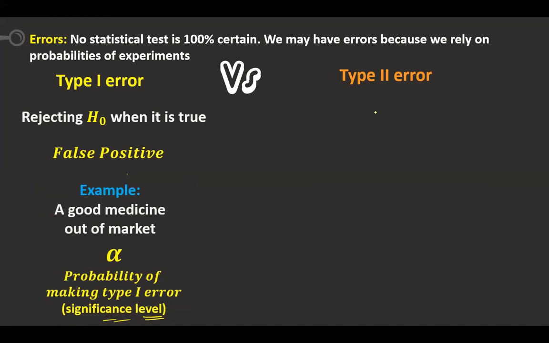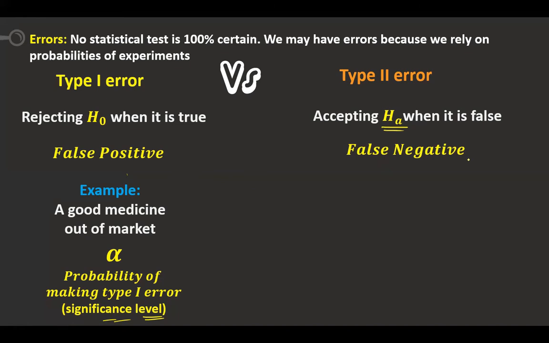Now we'll come to the type 2 error. Accepting H naught when it is false. Truth is neglected, I told you. Now, false is accepted here. Accepting H naught when it is false is also an error. It is also called a false negative.